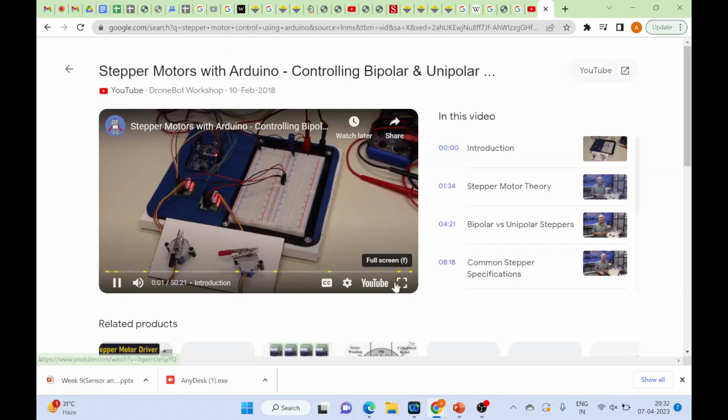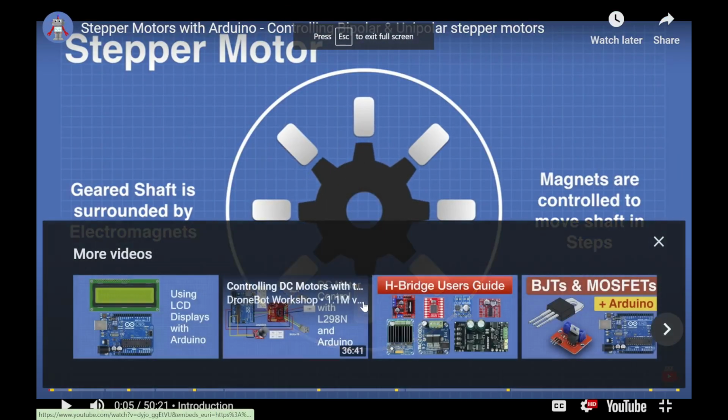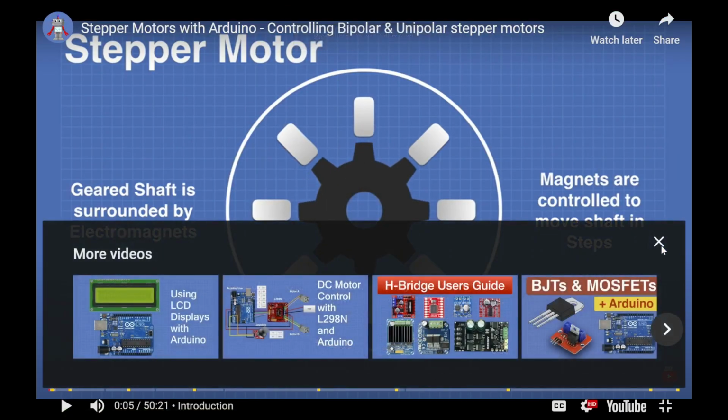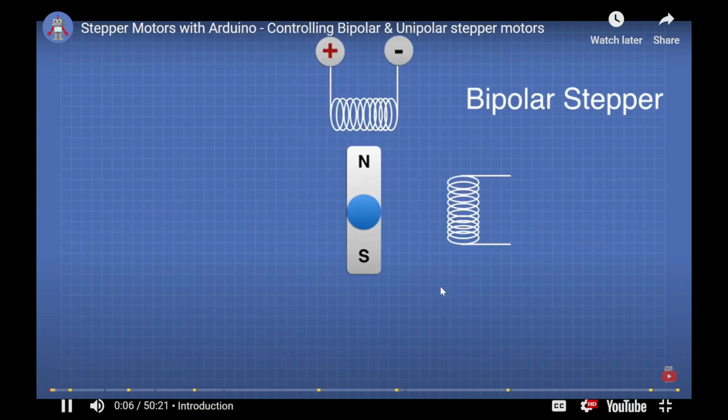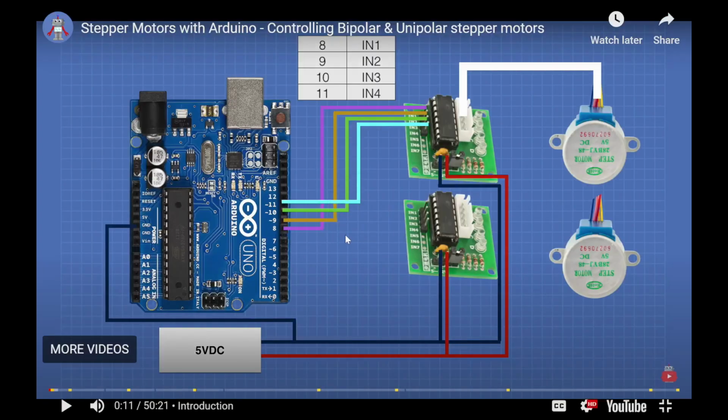Today in the workshop, we're going to work with stepper motors. We'll learn how stepper motors work and how to control them. We'll see what the difference is between a bipolar and a unipolar stepper. We'll also see how we can use a ULN2003 driver with the Arduino.